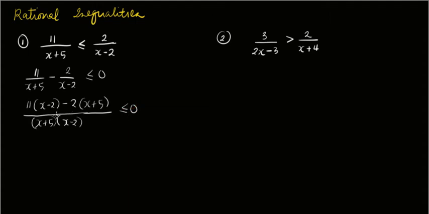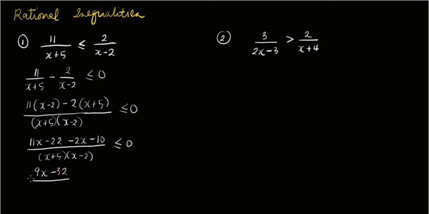And then let's simplify the numerator. So we have 11x minus 22 minus 2x minus 10 all over x plus 5 times x minus 2 is less than or equal to 0. So this will become, let's combine like terms. We have 11x minus 2x is 9x, minus 22 minus 10, it's minus 32, all over x plus 5 times x minus 2 is less than or equal to 0.